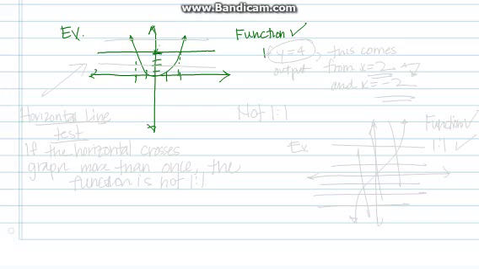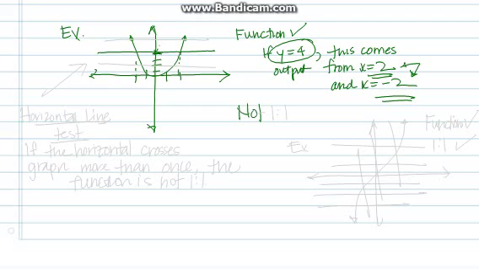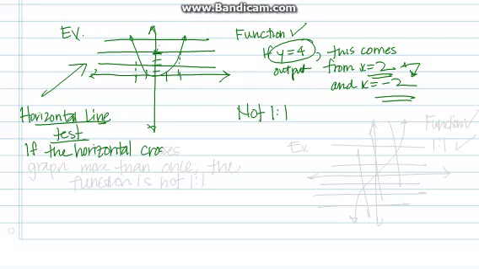In particular, we could look at this y value of 4. So if y is equal to 4, this comes from x equals 2 and also x equals -2. So for this one output, we have two inputs. So that means that it is not one-to-one. And you can see that this occurs throughout the graph. We call this the horizontal line test. And basically, if the horizontal line crosses the graph more than once, it's not one-to-one.